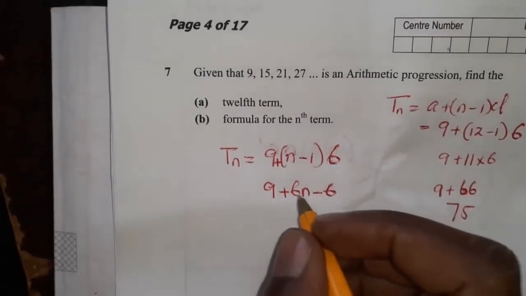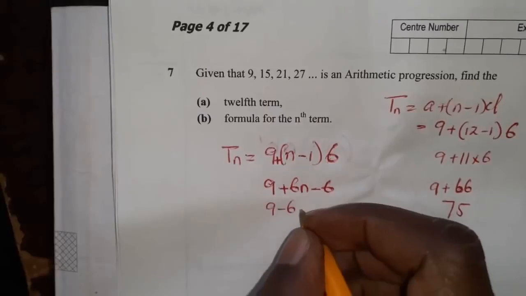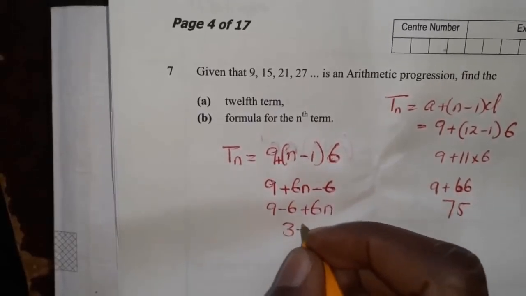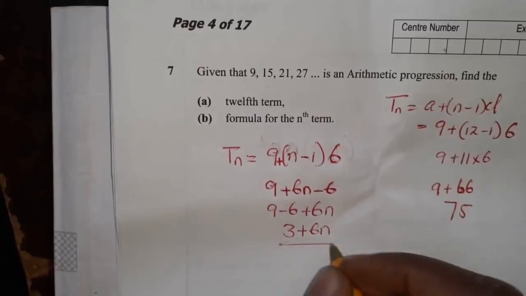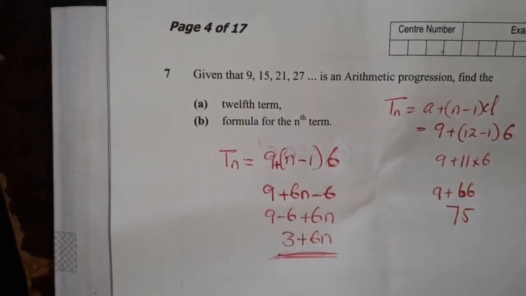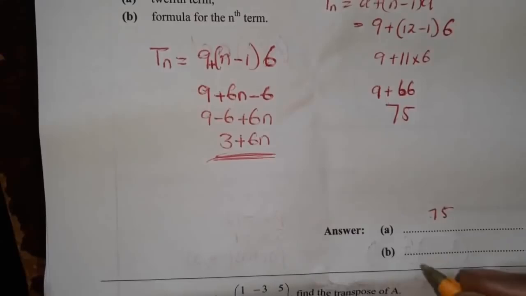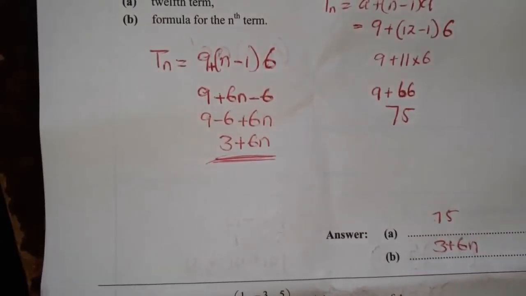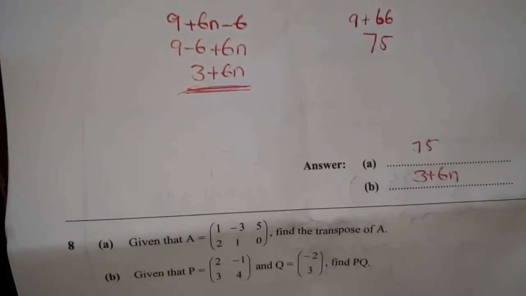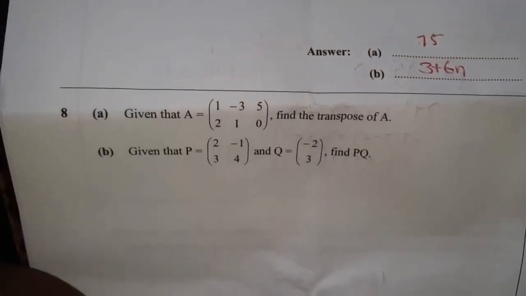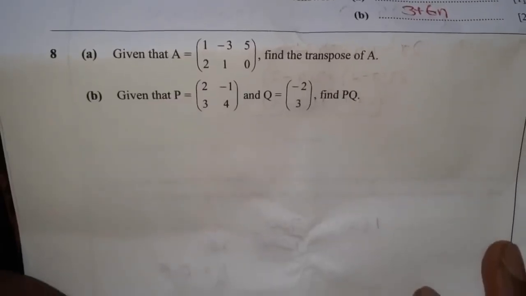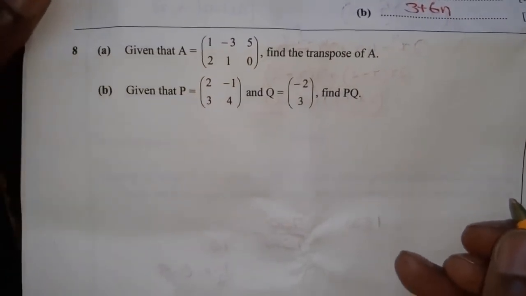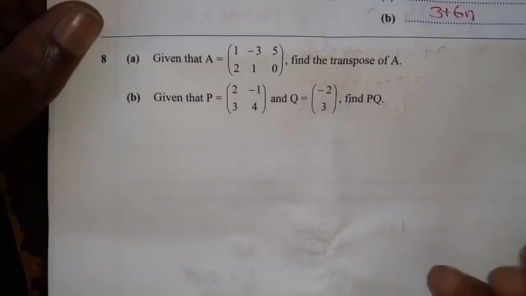Then we can put the like terms together. 9 minus 6 plus 6n. This is going to give us 3 plus 6n. This is the nth term. Are we together, ladies and gentlemen? Please don't stress yourselves. These things are very easy and manageable. I'm taking you through this.